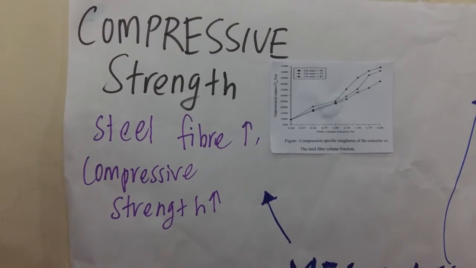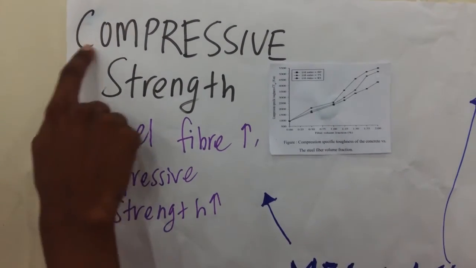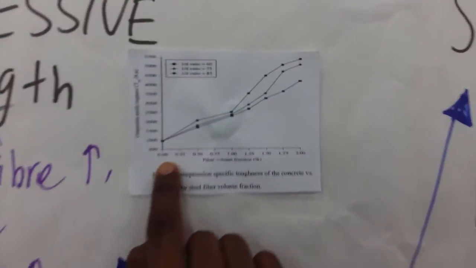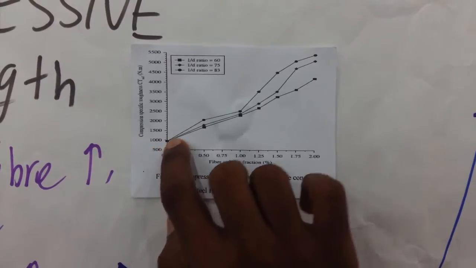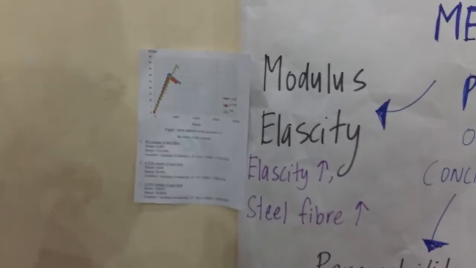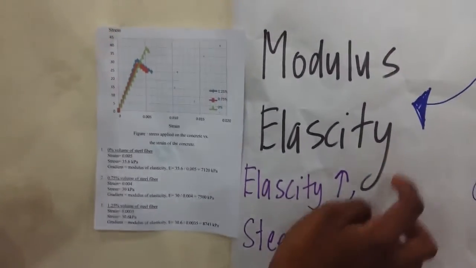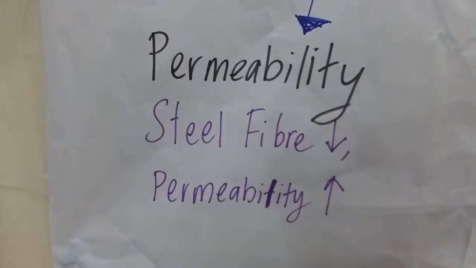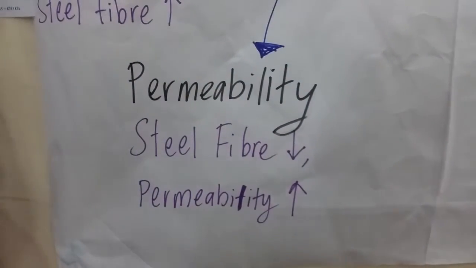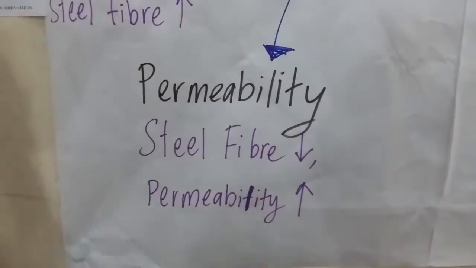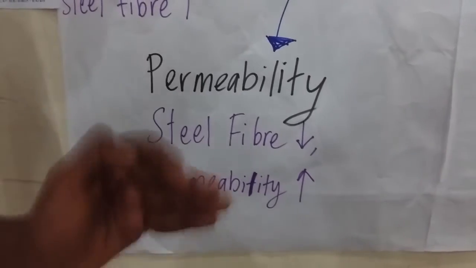Steel fiber is added into the concrete river because it has an effect on the compressive strength. As you can see, when the steel fiber volume fraction increases, the compressive strength of the concrete increases as well. Second, let's talk about the modulus of elasticity. When more steel fibers are added into the concrete, the elasticity of the concrete increases as well. Lastly, the permeability of a concrete river should be lower, as it does not allow more water to enter the concrete. When we increase the amount of steel fibers in the concrete, the permeability of the concrete will reduce.